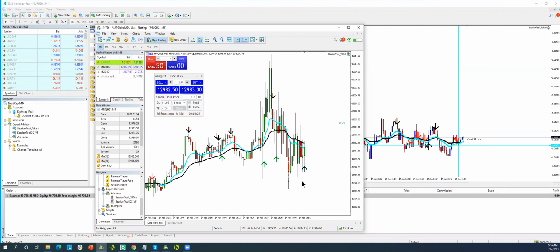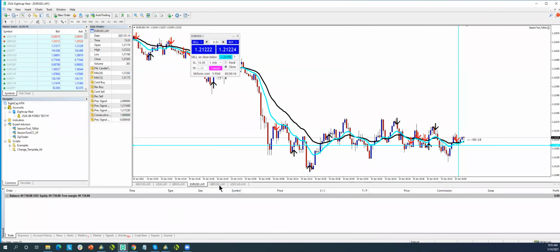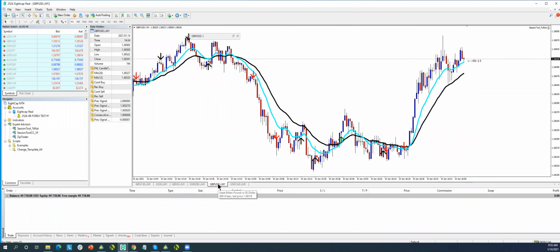Right now, basically, it's all chop. There's very, very little visibility on anything that's material. Let me see what's going on over here. Cable.